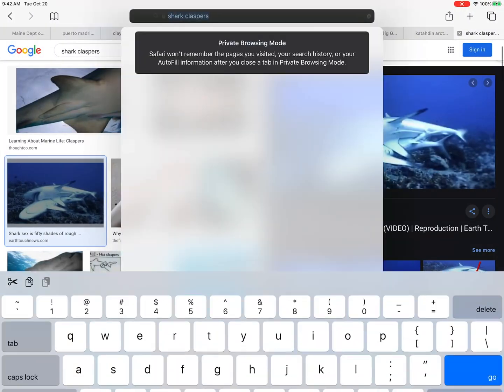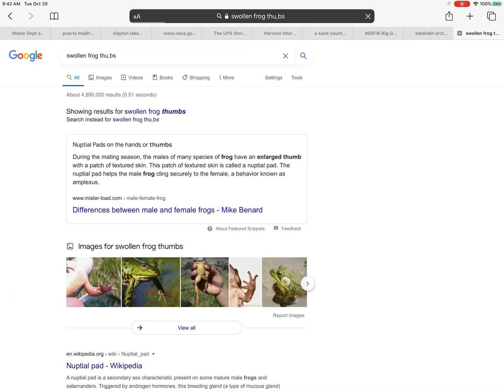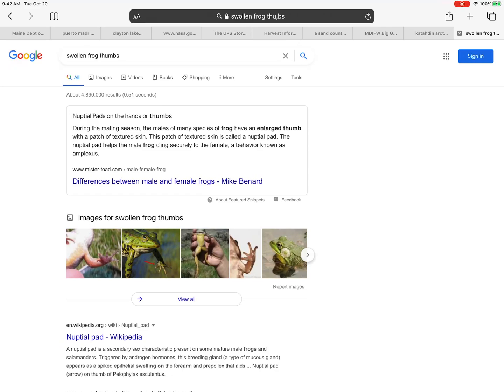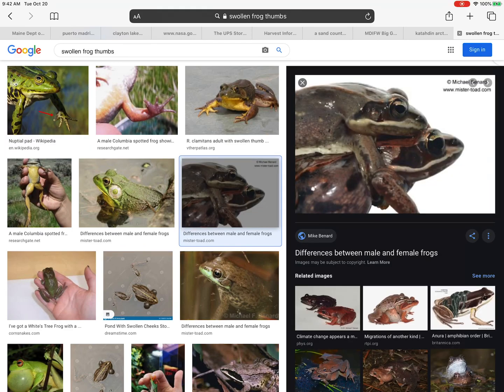Let me show you another one. This is interesting. We'll search swollen frog thumbs here. Now, in frogs, in mating, which is called amplexus in frogs, male frogs will kind of grab a hold of a female from behind there in a very tight grip that's called amplexus.